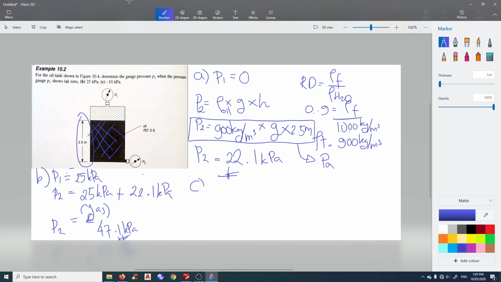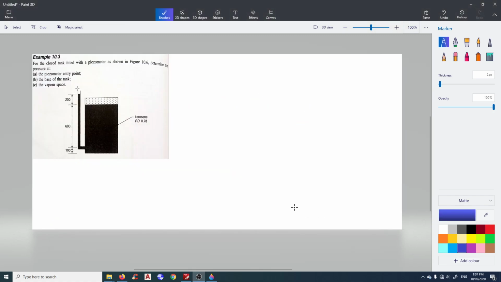Question C, what happens if P1 is actually negative 10 kPa? So what's the P2 here? Well, P2 is negative 10 kPa plus 22.1 kPa, which is the fluid. So P2 will be 12.1 kPa. It's not that difficult, isn't it? So let's have a look. Another example is quite similar.